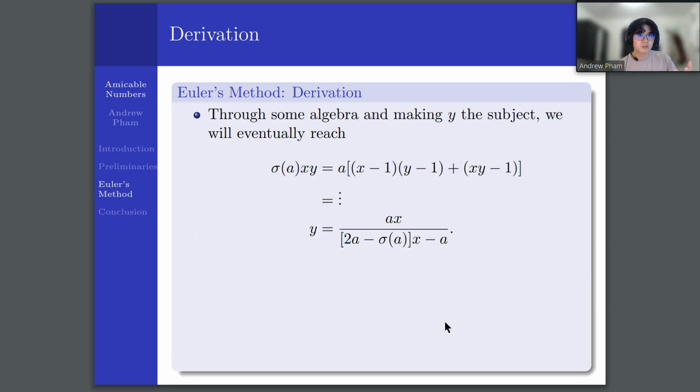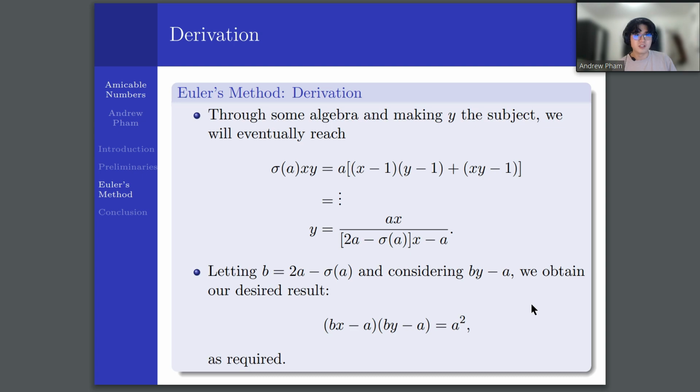Now going through some more algebra, and then making Y the subject, we'll eventually reach Y is equal to AX over (2A minus sigma A) times X minus A. Now, if we want to simplify the algebra, we're going to let this weird quantity be some number B, and then consider the difference BY minus A. Doing so, we'll obtain our desired result through some more algebra as required. So you can see here, there were no special techniques required other than some basic algebra, and the derivation was pretty straightforward.